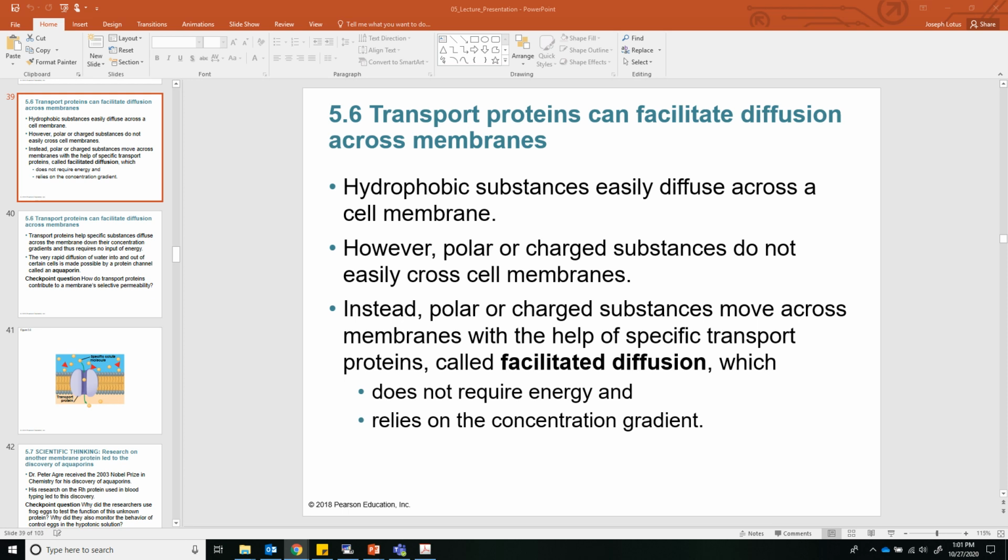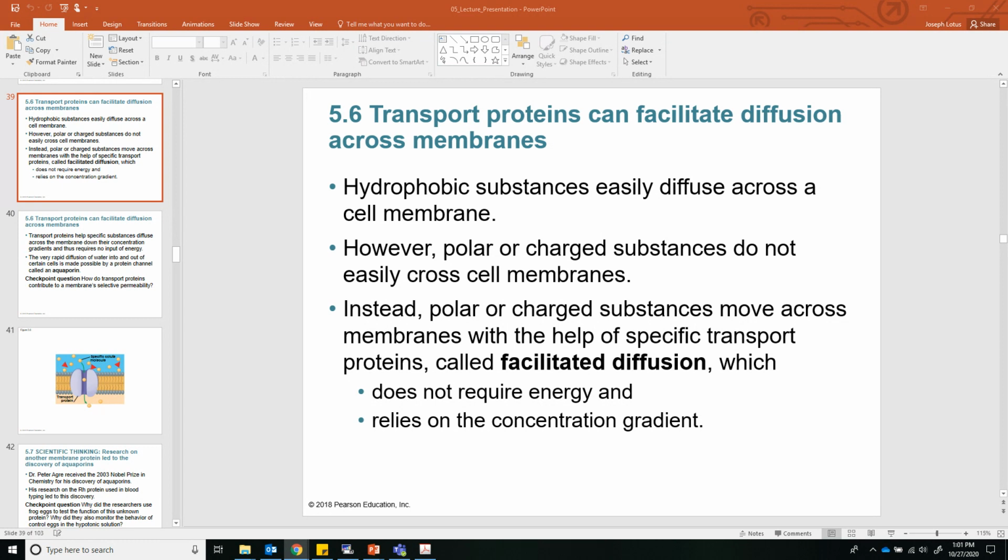Okay, so let's talk about another type of passive transport. This is called facilitated diffusion. Facilitated diffusion is passive, which means that it doesn't require energy, just like regular diffusion. But facilitated diffusion means that there must be some type of protein that is facilitating or helping the diffusion to occur.